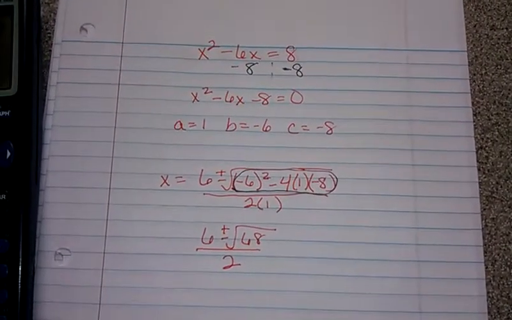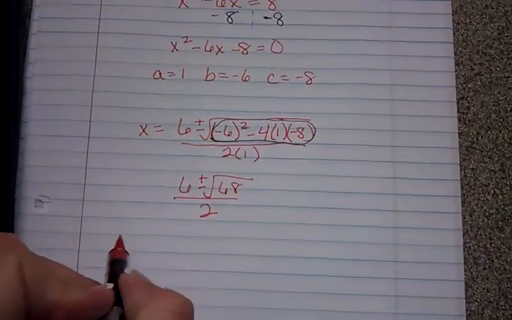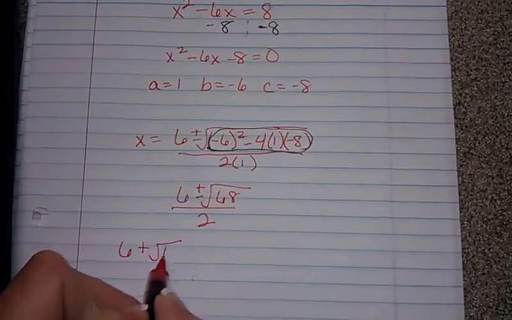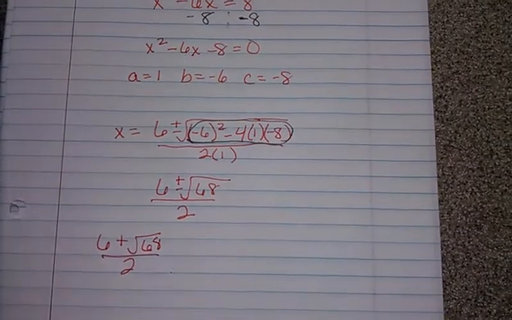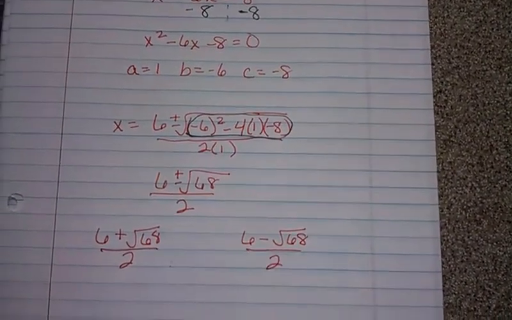Okay, the last video got interrupted. From here, if we continue on, I have 6 plus the square root of 68 divided by 2, 6 minus the square root of 68 divided by 2.